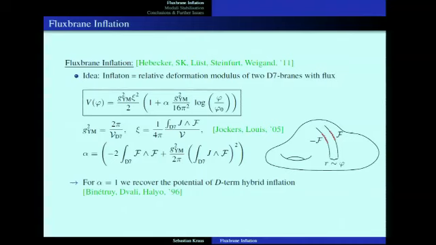Just as a comment, if you put alpha equal to 1, this is simply the ordinary potential of ordinary D-term hybrid inflation, which some of you might know. So you can think of this as being a specific type of stringy realization of D-term hybrid inflation, basically.